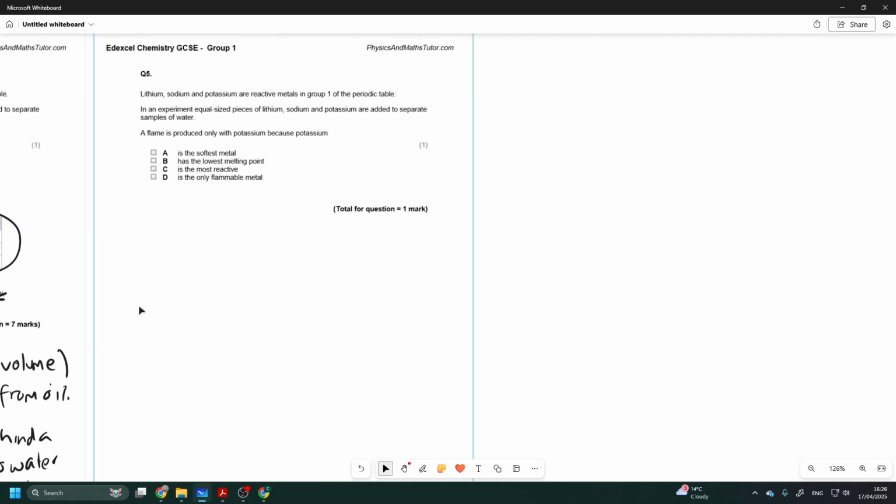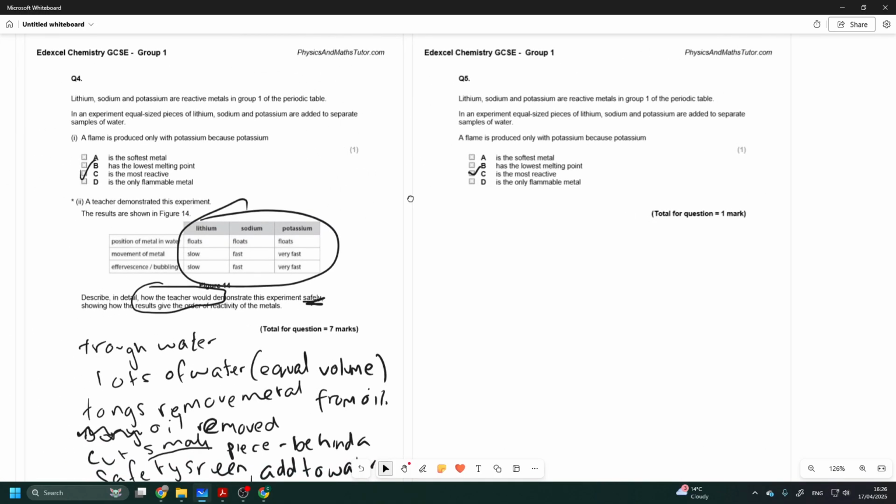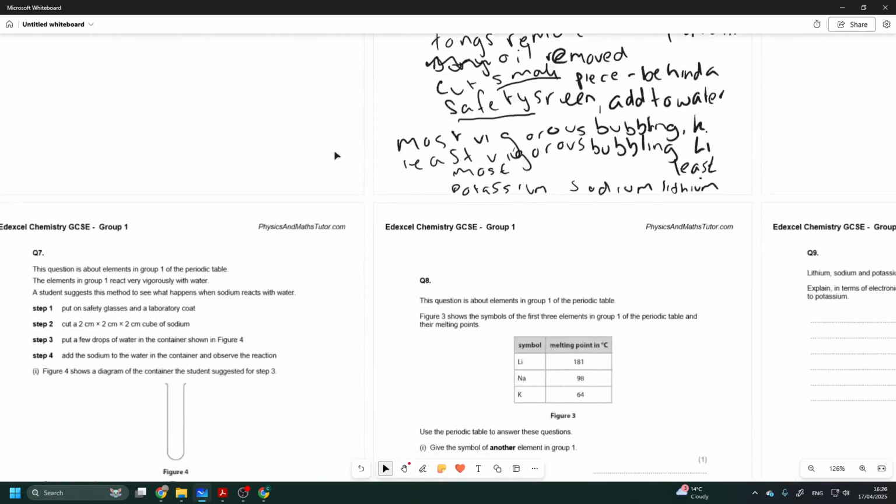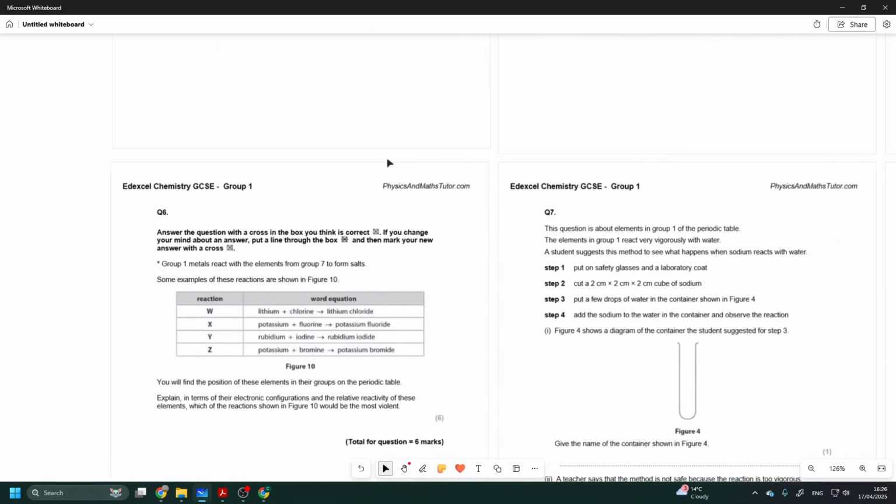Next, it says lithium, sodium, and potassium are reactive metals found in group 1 of the periodic table. In an experiment, equal size pieces are added to separate samples of water. Flame is only produced with potassium because potassium is the most reactive. This looks exactly the same as the question we just did. Fantastic.